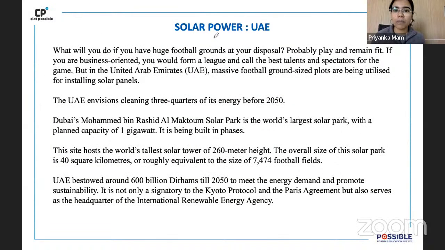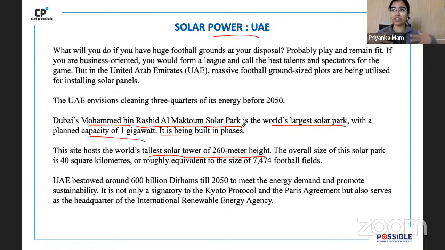Then solar power came up again. The UAE is doing very, very well with respect to harnessing solar energy. In fact, they have now started building in phases the world's largest solar park, with a planned capacity of 1 gigawatt, and it will host the world's largest solar tower of 260 meters height. Okay? And this is Dubai's Mohammed bin Rashid Al Maktoum Solar Park. Keep this in mind.